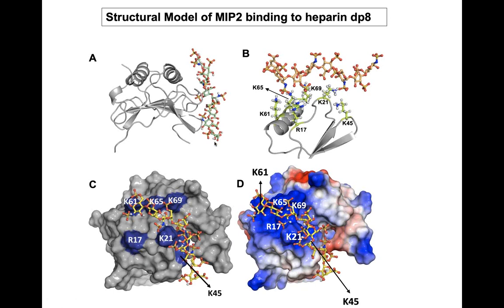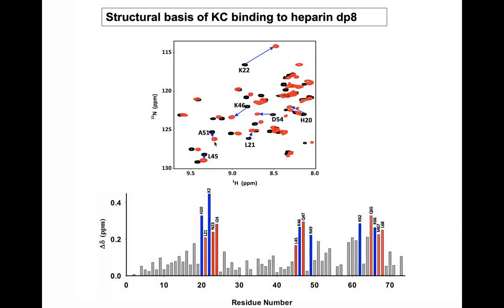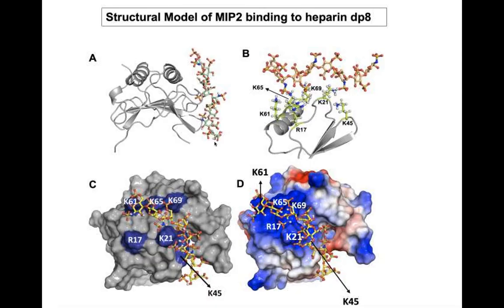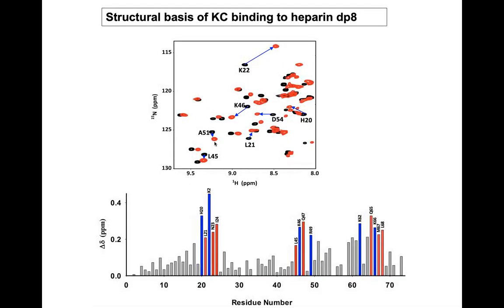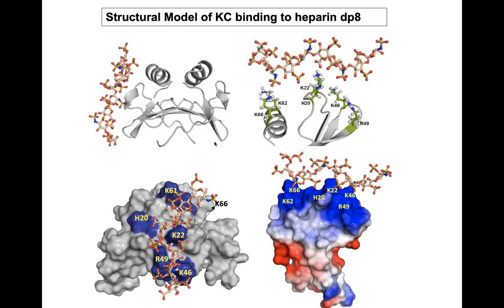If you remember, if the binding energy is 8 kilocalories or whatever, what exactly is the contribution of each and every individual amino acid? So let me step back a minute. Whatever I said was for MIP2. So now let's look at KC. We did the same thing. We have a structural model.